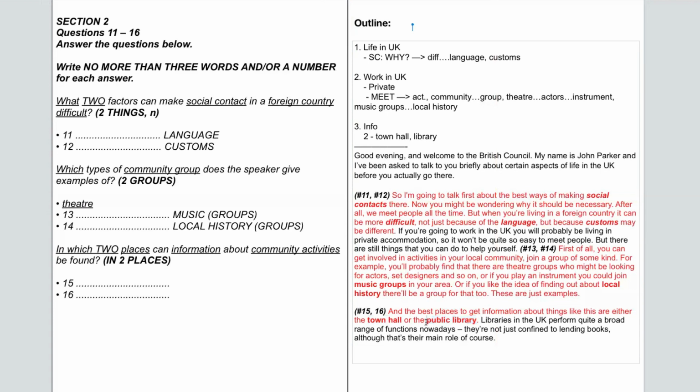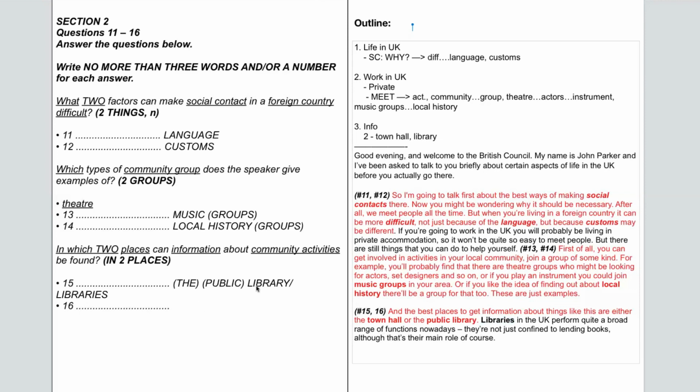So same idea here with these question words. You have a lot of options here. You could say the, also you could say public, and you could say library. Or you could even say libraries, okay? The plural is also correct in this case because later on the speaker says libraries in the UK perform quite a broad range of functions. So since both are mentioned, both are actually fair game in this case.